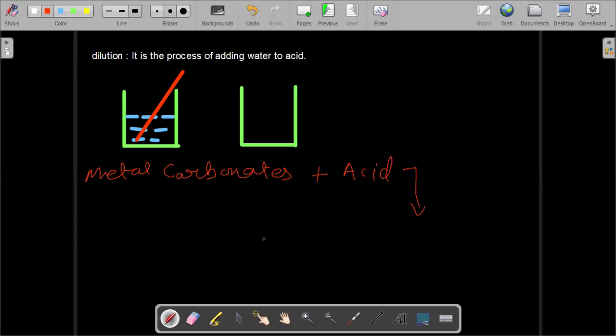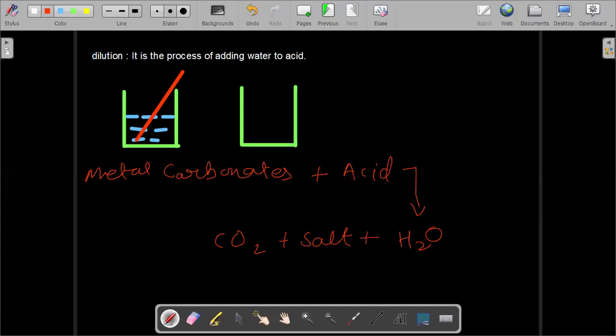Since it is a carbonate, it will give you carbon dioxide. It is a metal, so it will give you a salt. Anything else that will be produced? H2O or H2? Here you have the formation of water. So when metal carbonates are treated with acids, they give carbon dioxide, salt, and water.